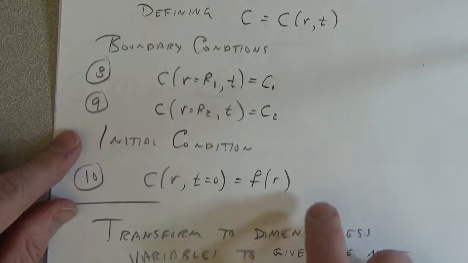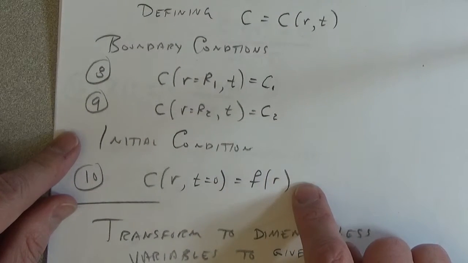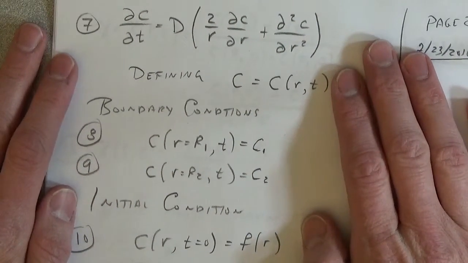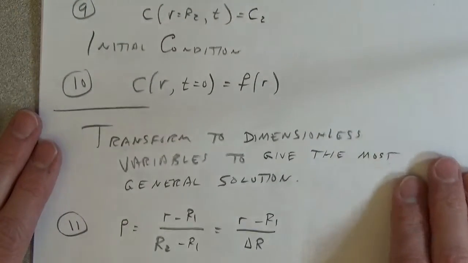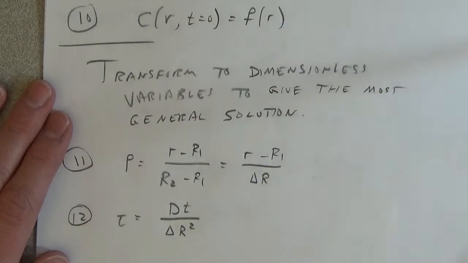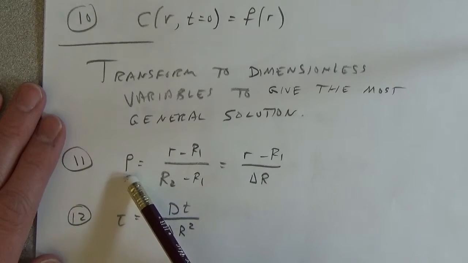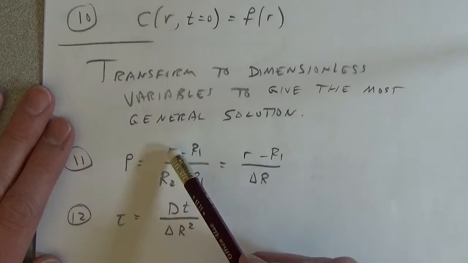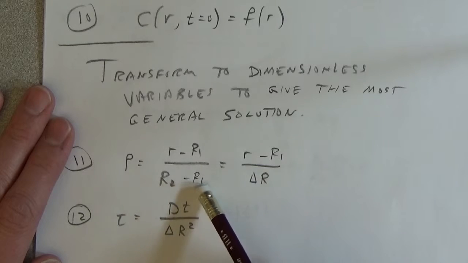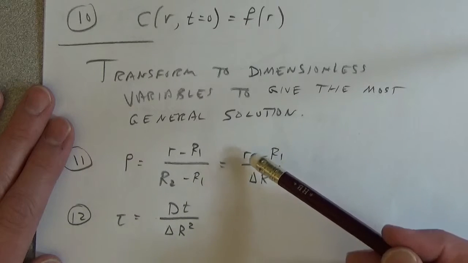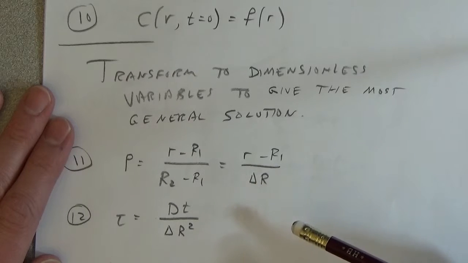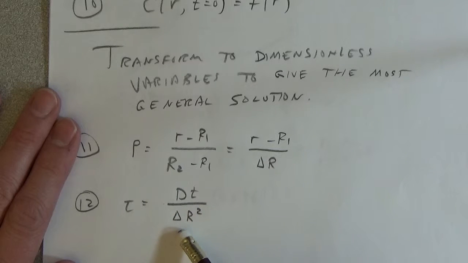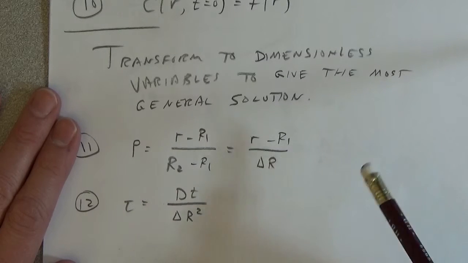And then we have an initial condition, which is just some function, and as I said, that's going to go away. So this is our problem, but we want to solve this in a very general fashion, so we're going to transform to dimensionless variables. The first dimensionless variable we're going to work with is dimensionless r, or position, and we're going to define that to be rho equals r minus r1 over r2 minus r1, which can be written as r minus r1 over delta r. This is our dimensionless time, tau, which is going to be Dt over delta r squared, and the units of that come out to be dimensionless.